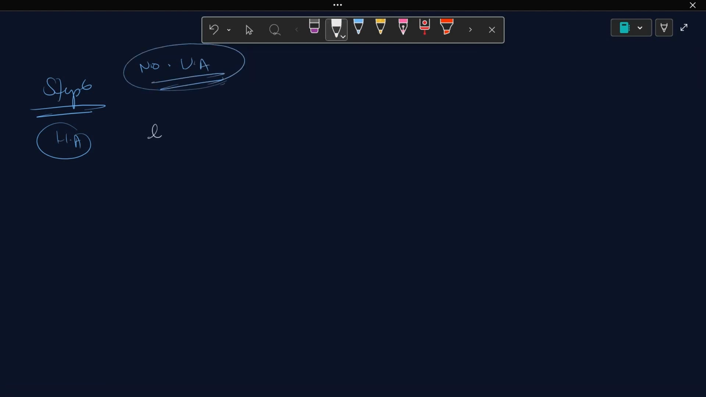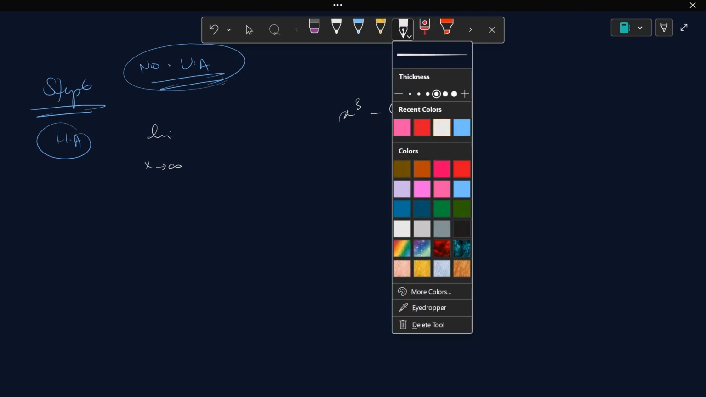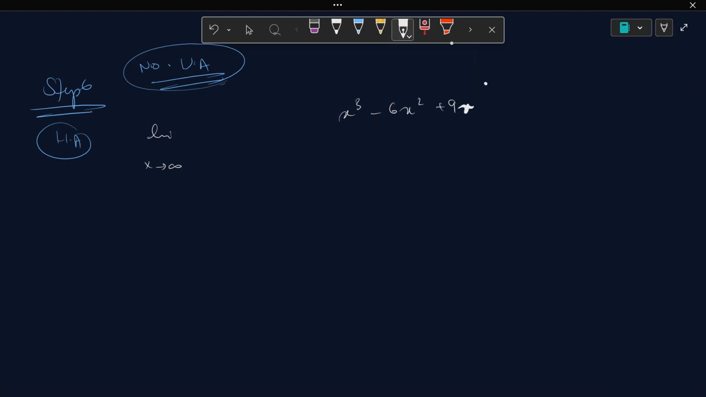However, the horizontal asymptote, you can always figure it out by taking the limit as x approaches infinity. So your original function is basically x cubed minus 6x squared plus 9x. Okay, so you have this as your original function, and because we are approaching it as x approaches infinity, we're only going to take the highest degree in here, so x to the power of 3.